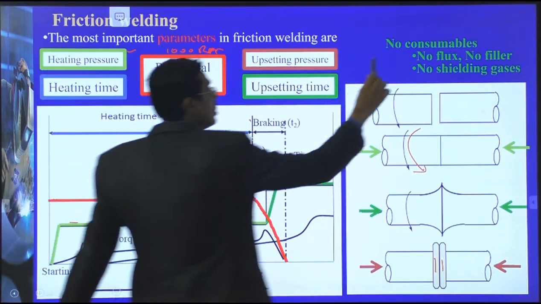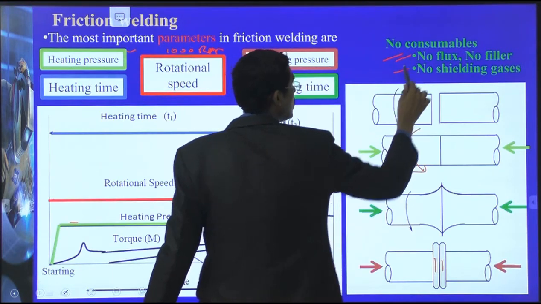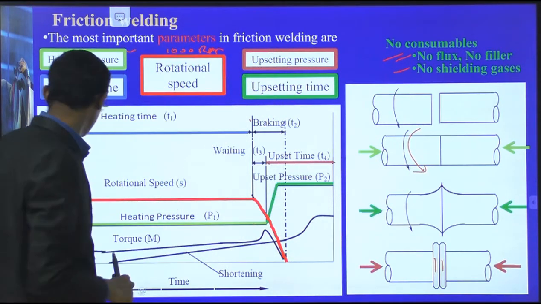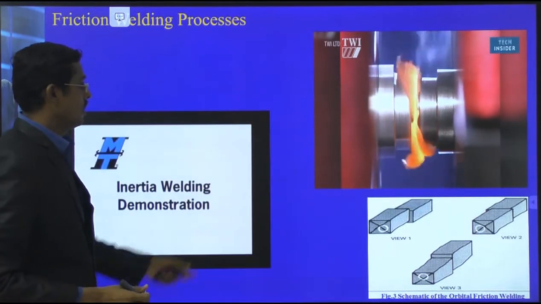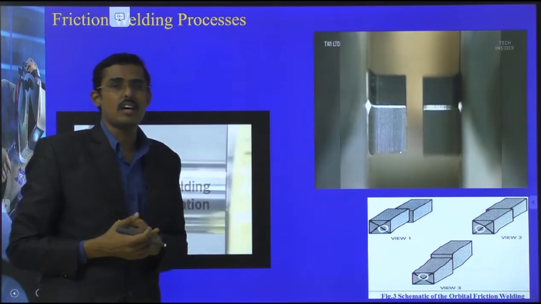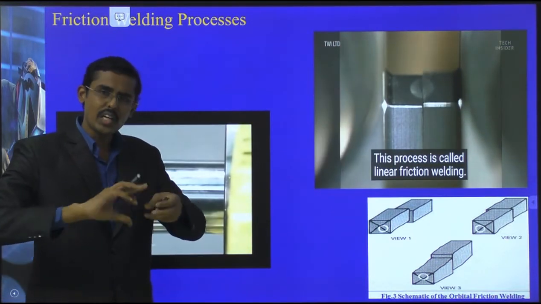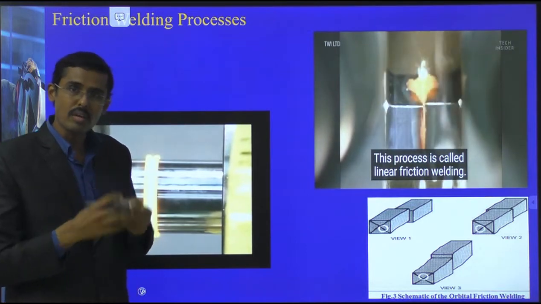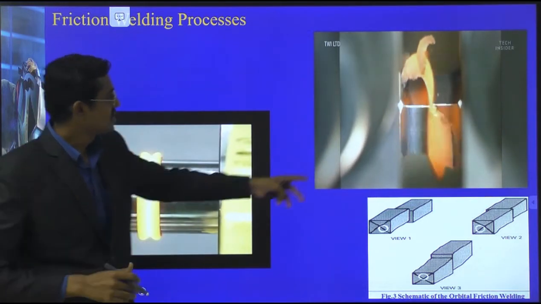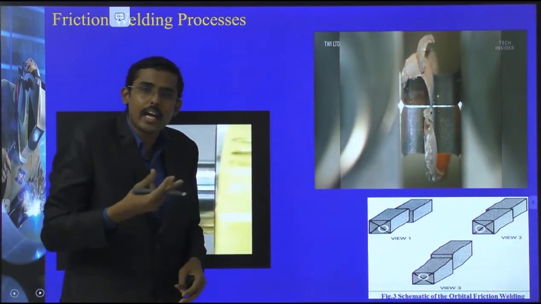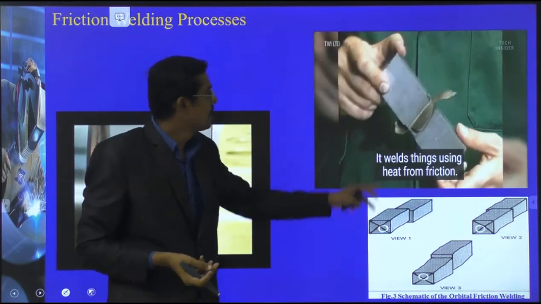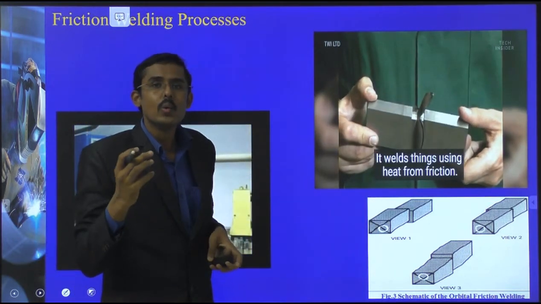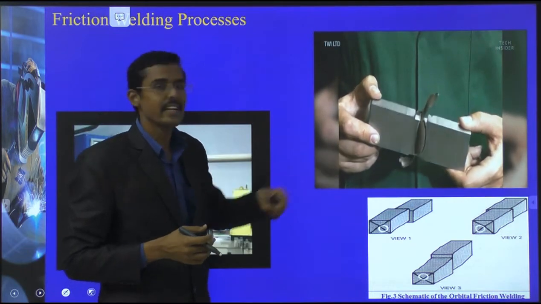So what are we doing? No flux, no filler, no shielding. Environmentally friendly. There are some variations. Rotation is not the only welding process. It can be vibrations, it can be shakings, so not only circular objects can be made, but also square objects. Likewise, we can also make other welding methods. That is the idea.